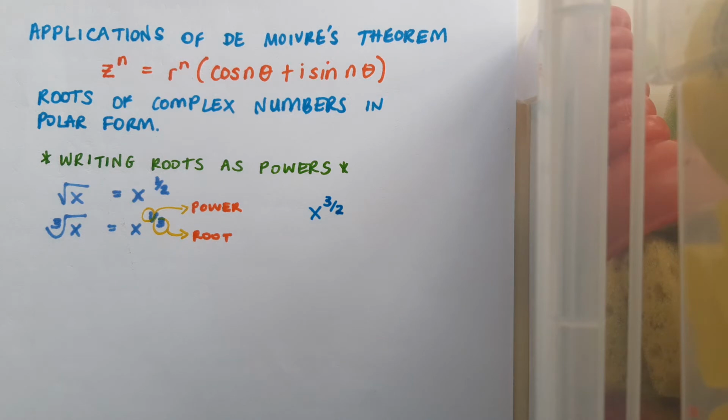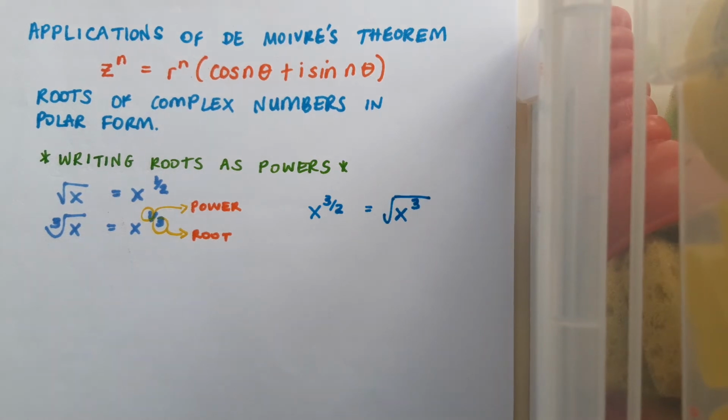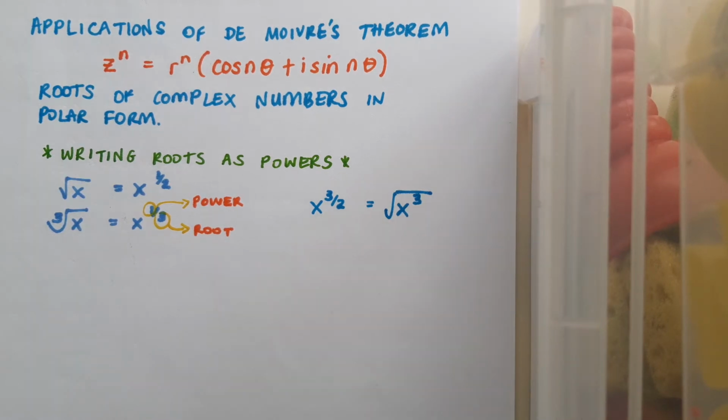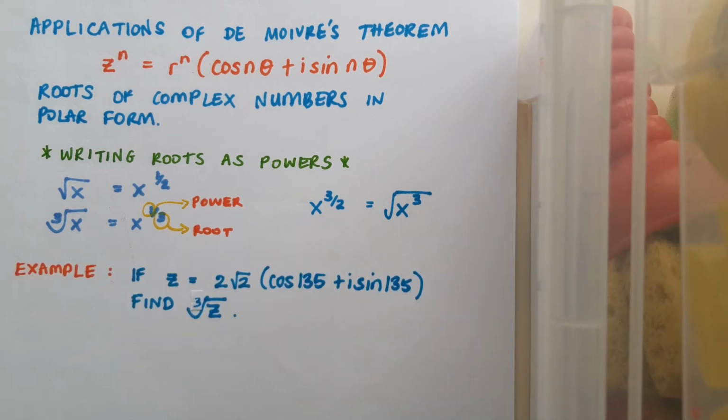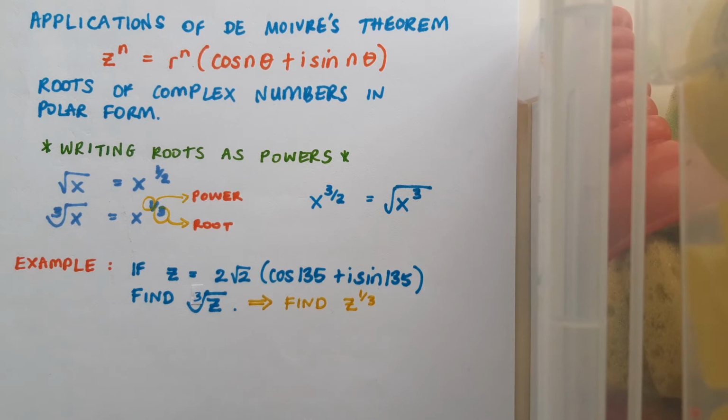So for example, if I had x to the power of 3/2, I would have x to the power of 3 because of the numerator of the exponent, and a square root on that because of the denominator 2 in the exponent. So let's have a look now at an example of how to find the root of a complex number. This is a pretty straightforward example. I've got a complex number, it's already in polar form, and I want to just get its cube root. So bear in mind what the question is really asking me is to find z to the power of 1/3.